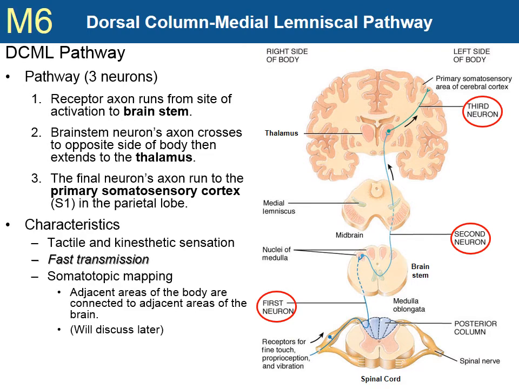Some characteristics of this pathway: this is carrying tactile and kinesthetic sensation. It transmits rapidly. This is a fast transmission pathway. Now, partly it's fast transmission because one neuron runs from the site of activation all the way to the brainstem. But that's only part of the story. The other part is that these are wide fibers and they're myelinated fibers. So they're fast.